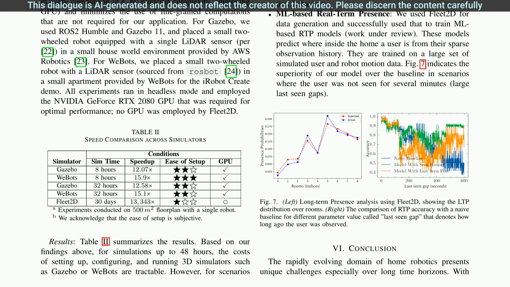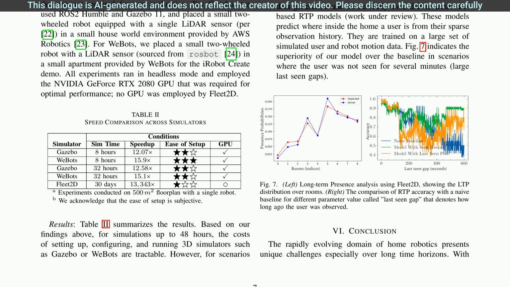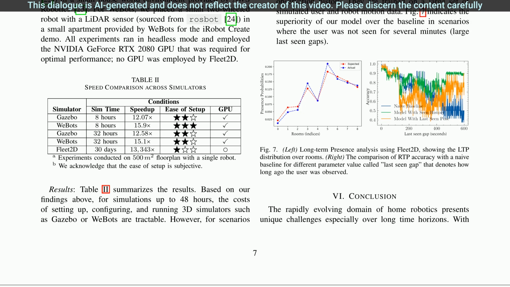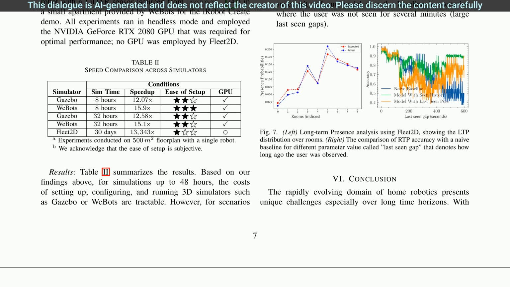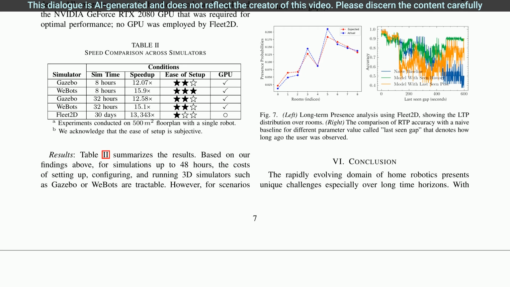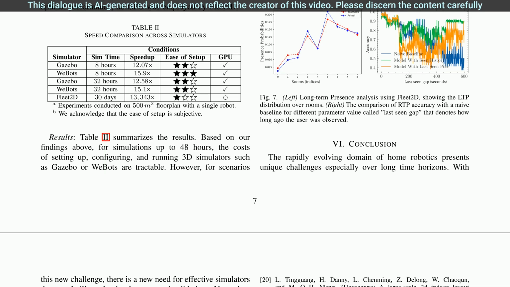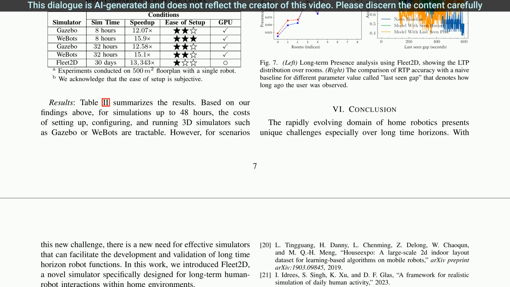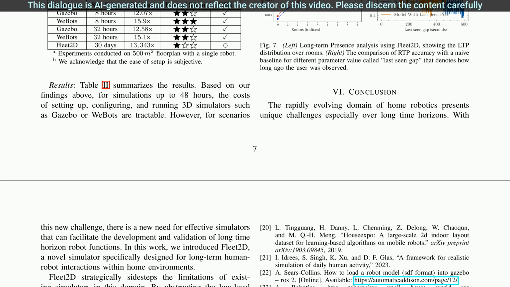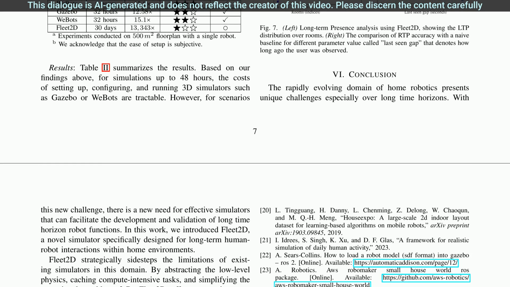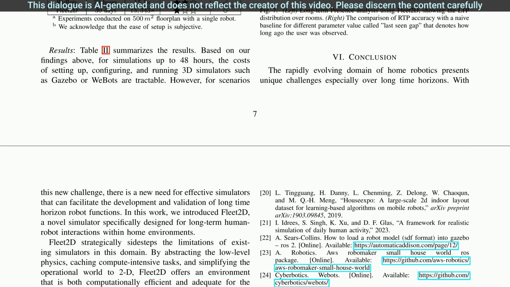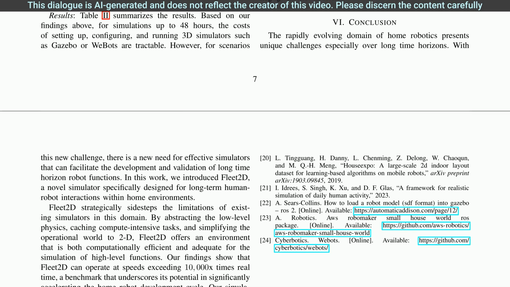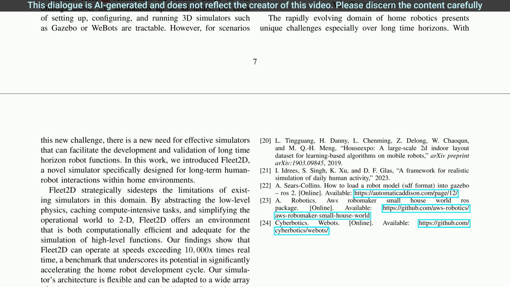Think about the possibilities. A robot that not only learns your cleaning preferences, but actually anticipates your needs based on your schedule and habits. Or a robot that acts as a personalized tutor for your kids, adapting to their learning styles and helping them grasp challenging concepts in a fun and engaging way. Exactly. Or even a robot that assists elderly family members, providing companionship, monitoring their health, and helping them maintain their independence. The possibilities are truly endless, and what's so exciting is that Fleet2D makes these possibilities more attainable than ever before. It's really democratizing access to cutting-edge robotics technology.